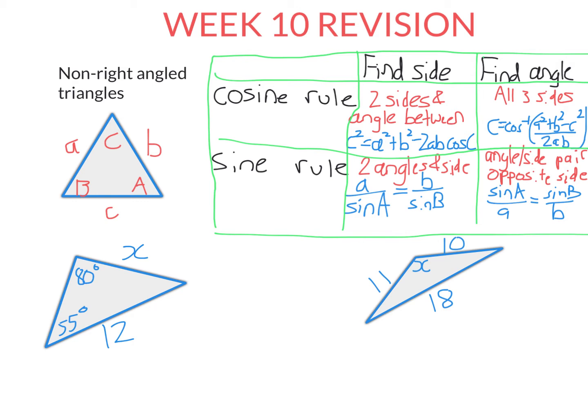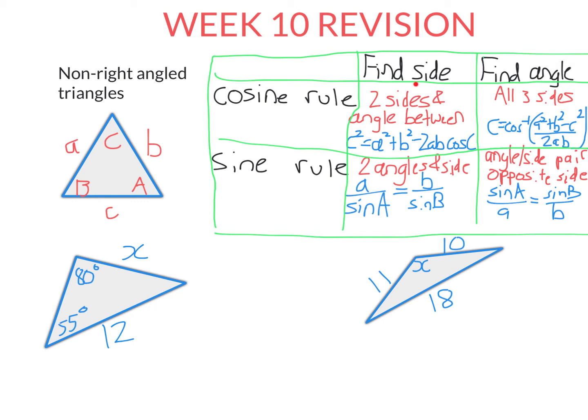So we learned two rules for finding unknown sides and unknown angles. These rules complement each other. You use them at different times. So the two rules: the cosine rule and the sine rule. Make sure you understand this table that tells you the formula, but also when to use them.